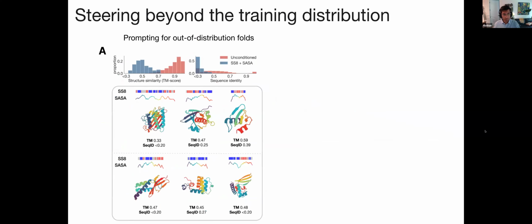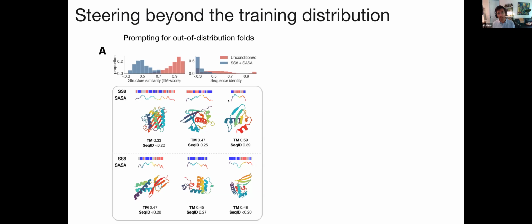I think a key thing when you're looking at these models is to not expect them to go beyond the training distribution unless they're specifically told to. So what we wanted to do is show that if you prompted it carefully, you could actually make the model generate proteins that are outside of the training distribution. So this is using secondary structure and SASA to prompt ESM3 to generate a protein.